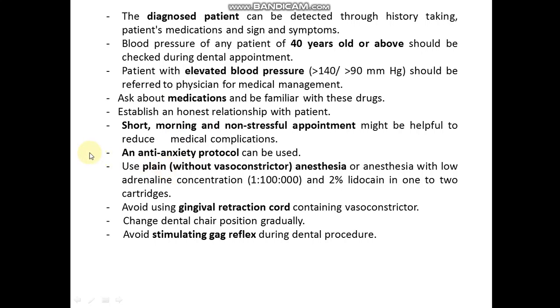The most important thing for us here is how we can manage hypertension, how we can prevent or avoid complications that may arise during tooth extraction. So the diagnosed patient, that means the patient who is already diagnosed, he or she knows that he has hypertension. This can be detected through history taking, patient's medication, and from the signs and symptoms mentioned previously.